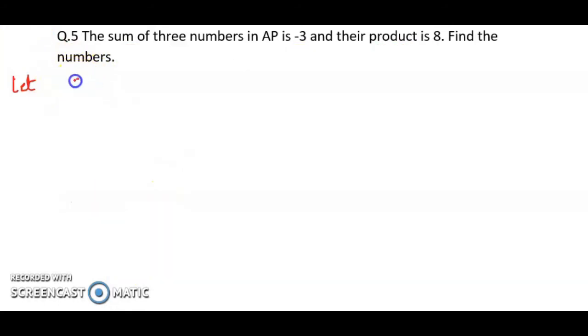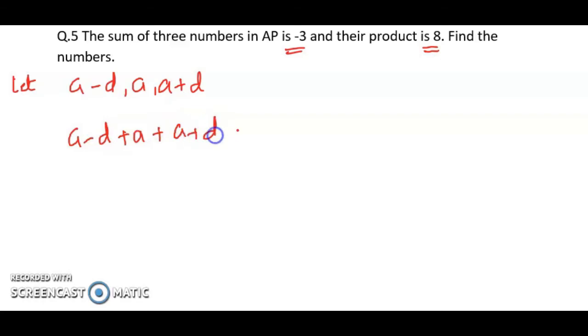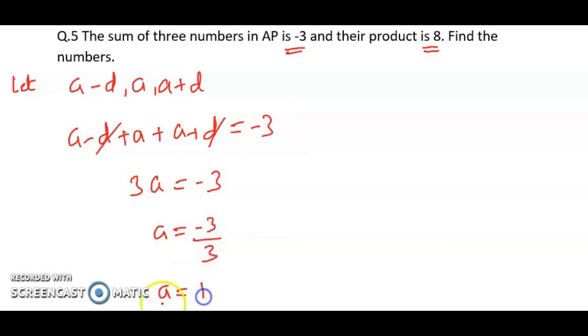Let a minus d, a, and a plus d be the three numbers whose addition is minus 3 and product is 8. So if you do the addition of those three, this is a minus d plus a plus d, that will be equal to minus 3. So here this minus d plus d will be cancelled out, so we will get a plus a plus a, that is 3a equal to minus 3. So we will get a equal to minus 3 divided by 3. So here you will get the value of a equal to minus 1.